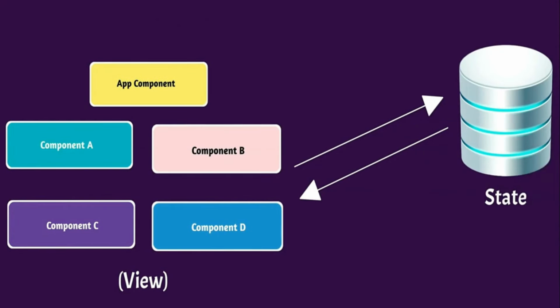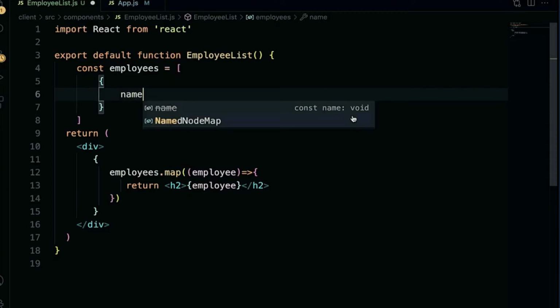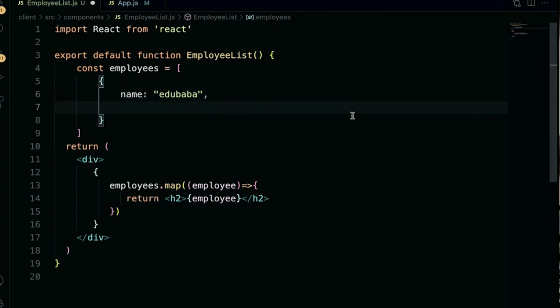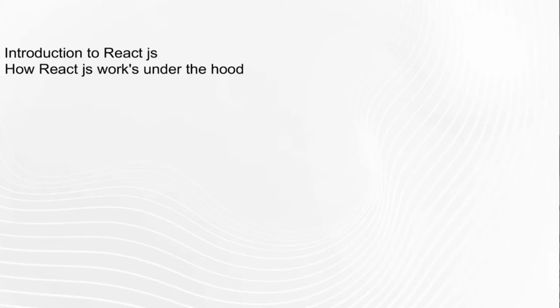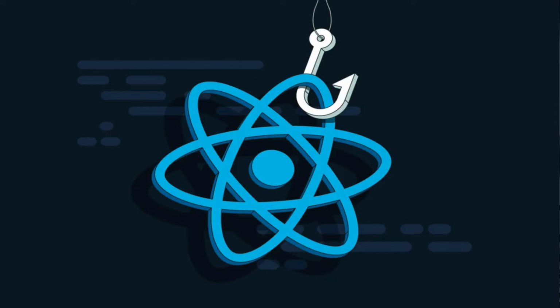And just like Albert Einstein said, if you can't explain it simply, you don't understand it well enough. My goal in this course is to explain ReactJS simply so that everyone understands it well enough. Therefore, we are going to treat all the basic concepts of React, including advanced topics such as hooks. Indeed, it is going to be a complete series.